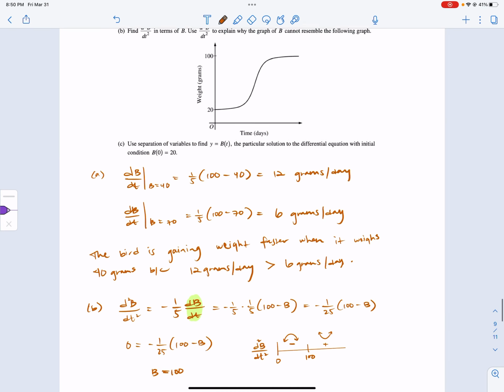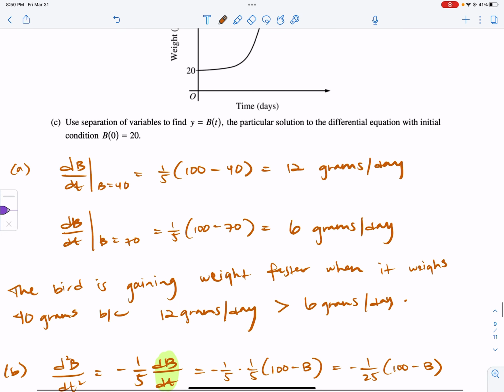Okay, part C. Notice this says use separation of variables. It's literally telling us the method to use in order to find y equals B of t, the particular solution to the differential equation with the initial condition B of 0 equals 20. It's telling us the method. So we just need to take our differential equation and solve it.